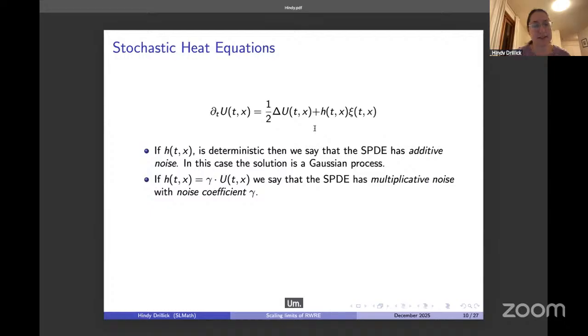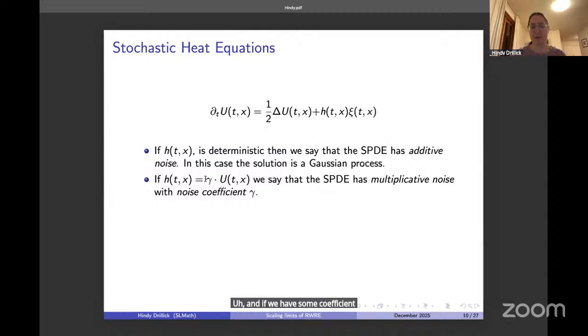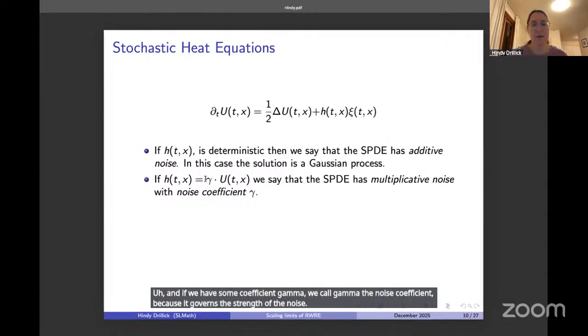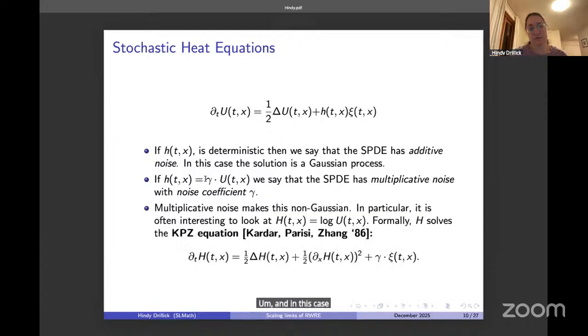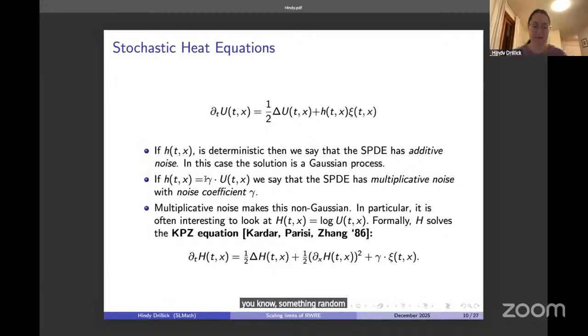On the other hand, if we take H to be a multiple of U itself, where U is the solution to the SPDE, then we say that our equation has multiplicative noise because we're multiplying the noise by the solution itself. And if we have some coefficient gamma, we call gamma the noise coefficient because it governs the strength of the noise. And in this case, with multiplicative noise, the solution is no longer Gaussian because now we're integrating something random against our space-time white noise.